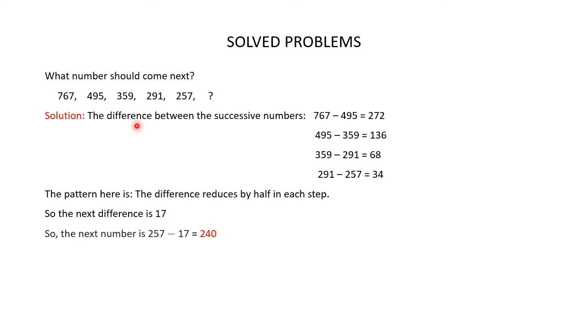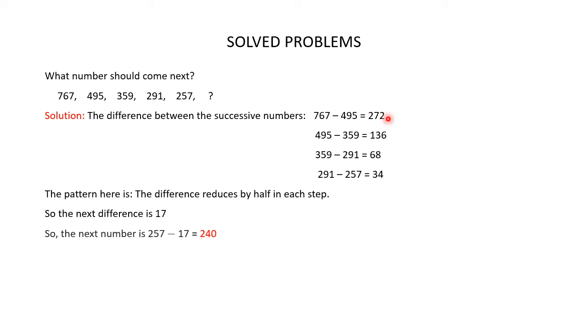So first find the difference between the successive numbers. So 767 minus 495 is 272. 495 minus 359 is 136. 359 minus 291 is 68. 291 minus 257 is 34. When you look at these differences, 272, 136, 68 and 34, you will notice that the differences are getting reduced by half in each step.